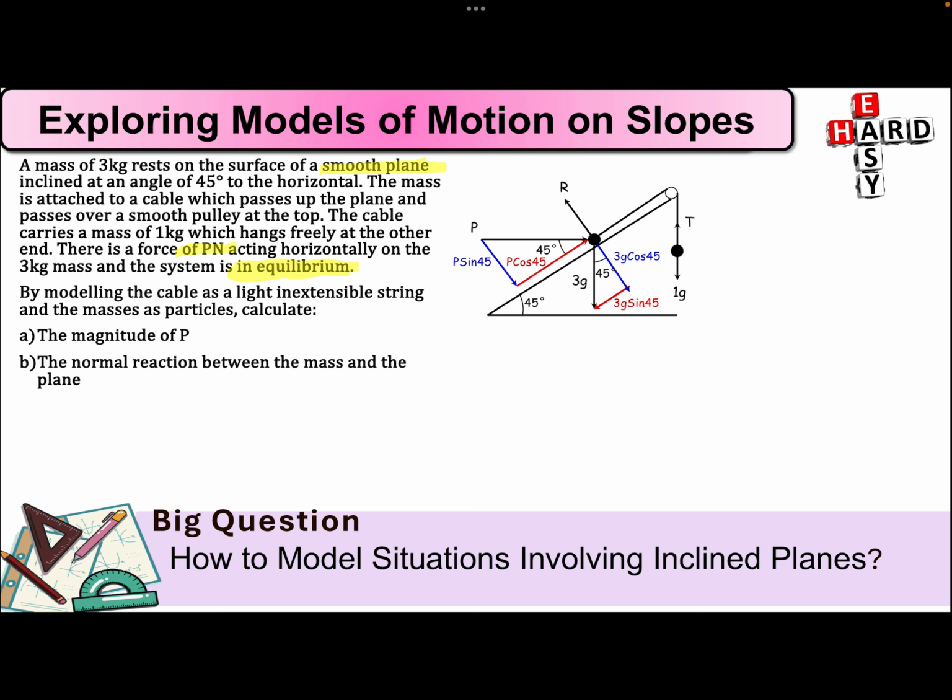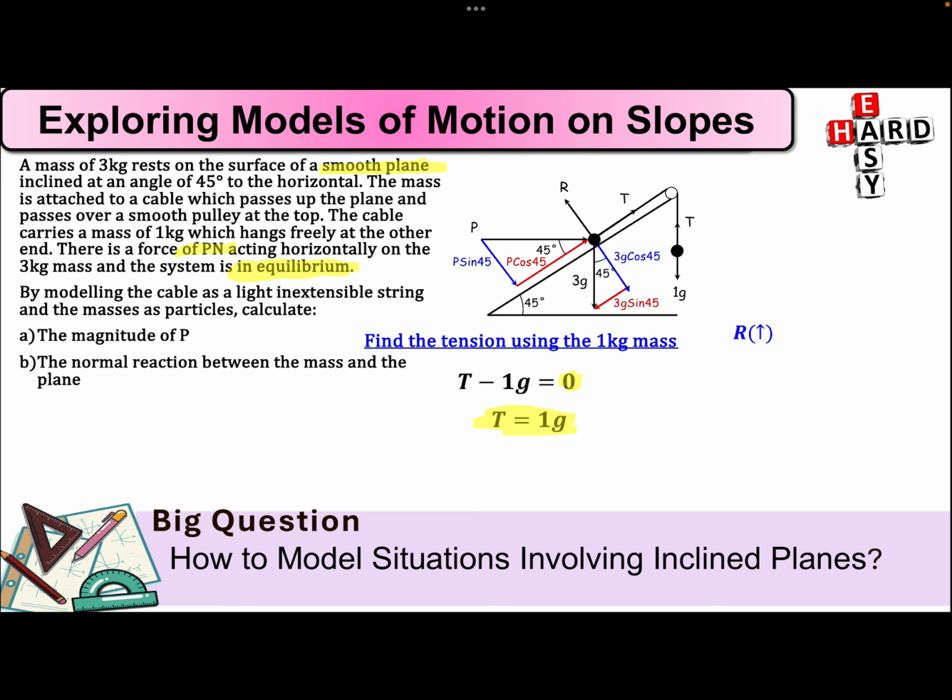So we include the tension for the 1 kilogram mass, as well as the tension in the string up the slope. If we would like to work out the tension using the 1 kilogram mass, we take the positive direction and apply Newton's second law, and we can write down T minus 1g equals 0, because it is in equilibrium. We want to rearrange and work out the value of T. T must be 1g newtons in this case, which we can also write as 9.8.